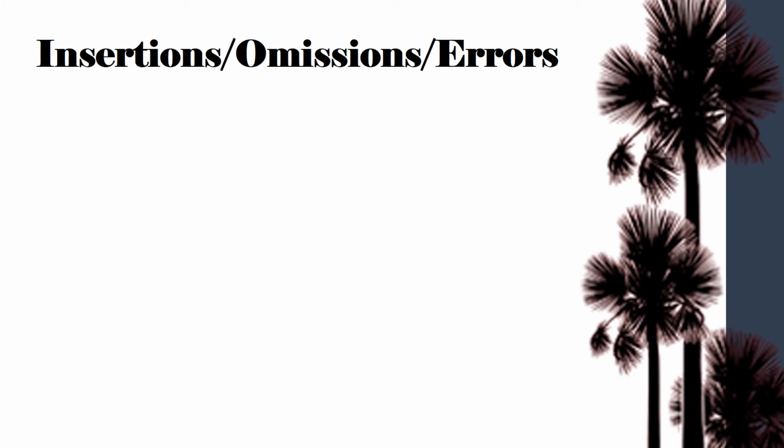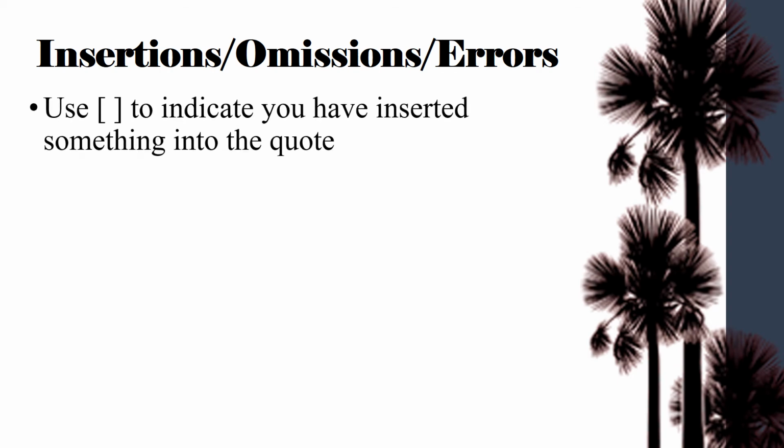Sometimes you may choose to insert a word to make the meaning clearer, or remove a word or phrase because it is unnecessary to the point you are making, or you may want to indicate that the error is in the quote and not simply a typo. When you are adding a word, use square brackets to indicate you have inserted something into the quote. For example, he, [Joseph], went that way.